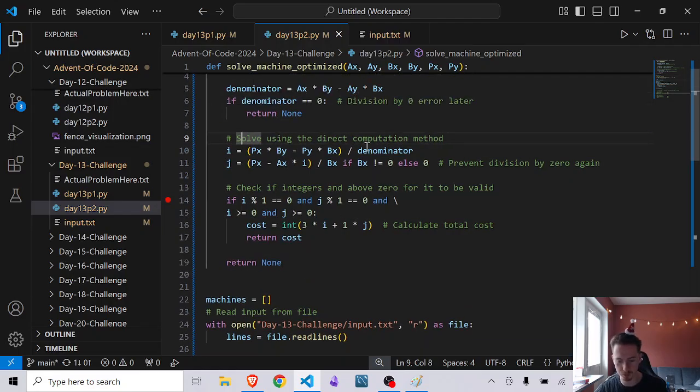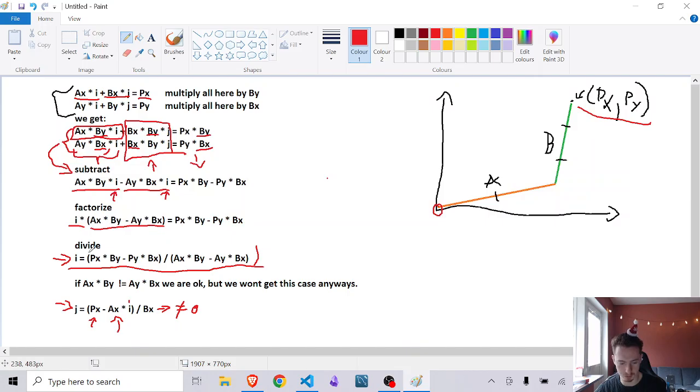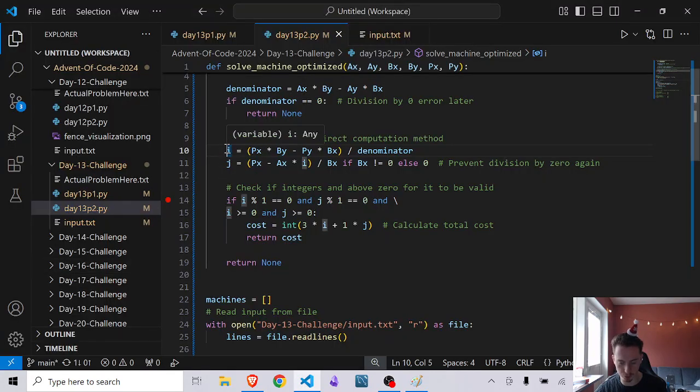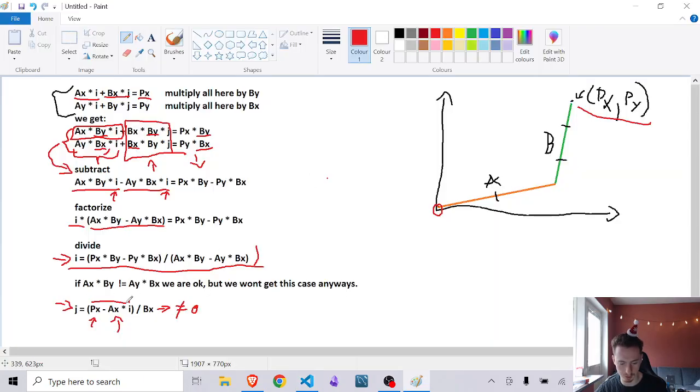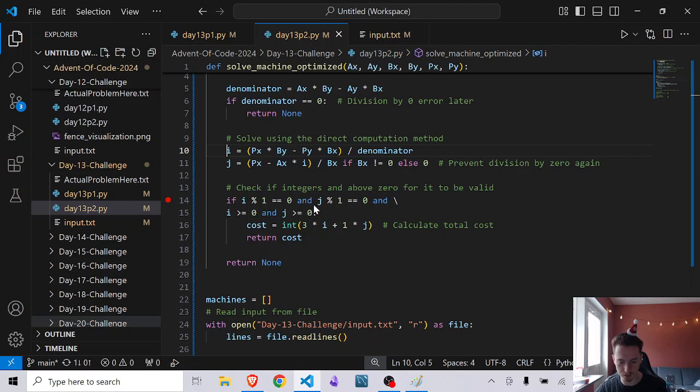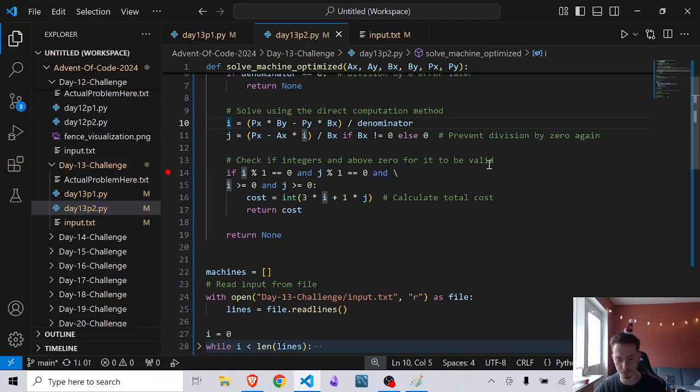So now what we want to do is to get j instead. So we have i by doing whatever was on the top side divided by the bottom side. So this is on the top side divided by the bottom side, we get i. That's exactly what we're doing. And then we have this thing here, which is the exact same thing that I wrote here. And then we divide it by bx. And since it's another division, we have to make sure that bx is not 0. So it's another prevention to not get an error.